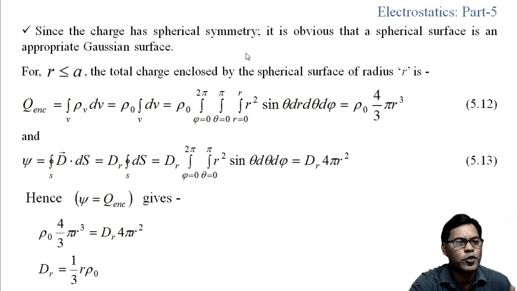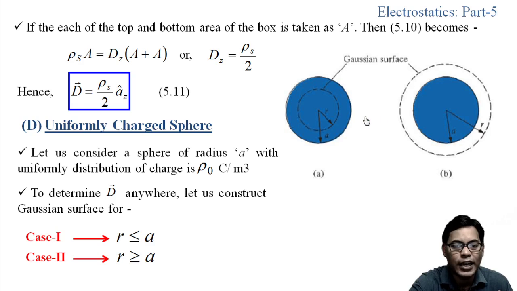So we have considered the charge has the spherical symmetry. So it is obvious that we need to draw the spherical surface as a Gaussian surface. So for R less than or equal to A, the total charge enclosed by the spherical surface of radius R is. That means first we need to draw the charge enclosed by the Gaussian surface. So here you can see that this dotted line shows the Gaussian surface.